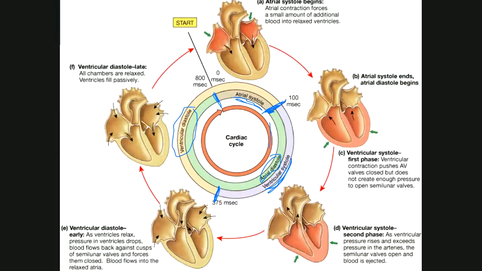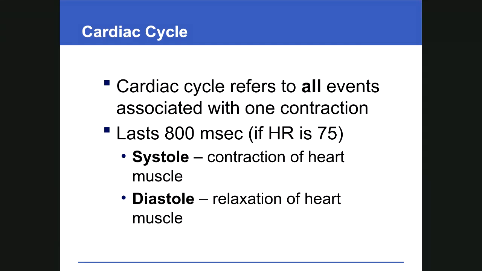So when we look at this cycle, we can see what's happening. Atrial systole, that's the contraction. Atrial diastole, that's the relaxation. Ventricular systole, that's the contraction. Ventricular diastole, that's the relaxation. So again, we need to learn those two words. Any questions so far?